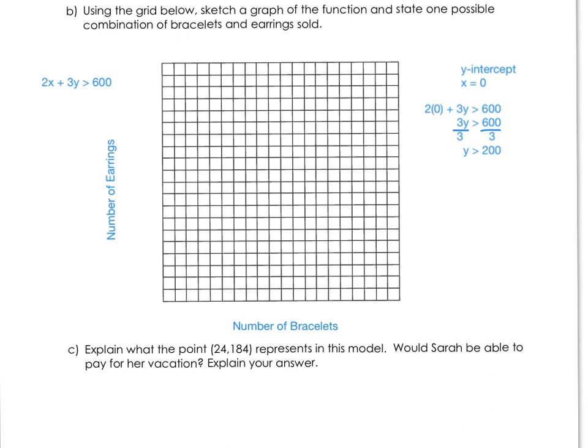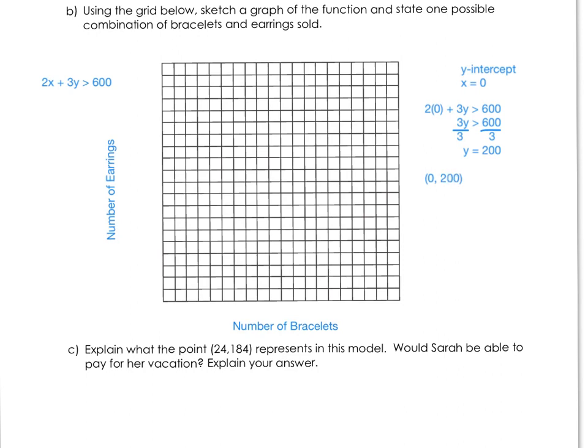So that means that even though I wrote it in the inequality here, it really means that the y value for the intercept is equal to 200. So this tells me that, even though the inequality tells me that point's not included, the point is 0, comma 200, x, comma y.